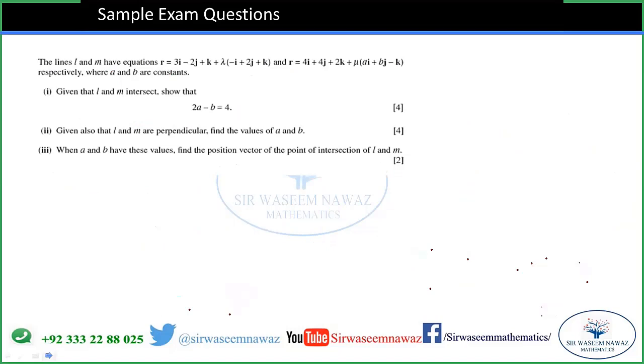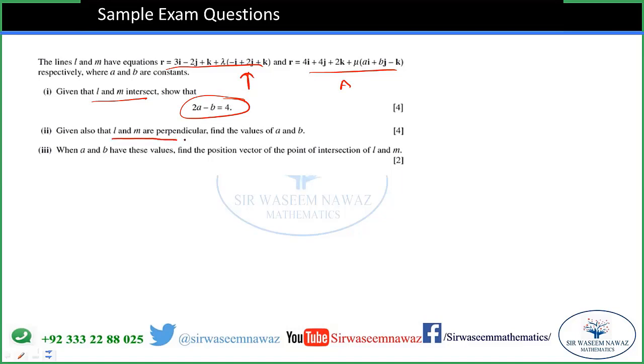There is one more question here. The same strategy. The lines L and M have the equations r is equal to this one and r is equal to this. Show that L and M intersect, and given that L and M intersect, show that 2a minus b is equal to 4. The same strategy: you will make a column vector of this one, a column vector of this one, equate any two, and you will get this equation.